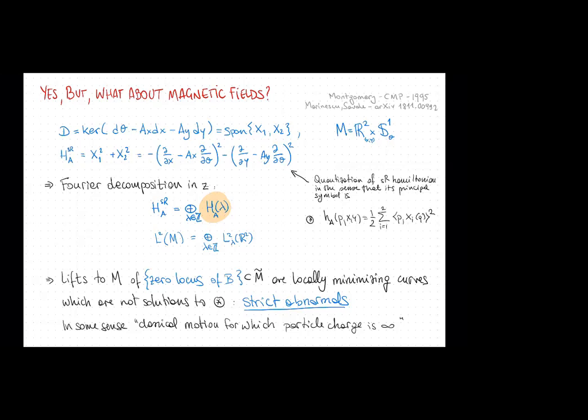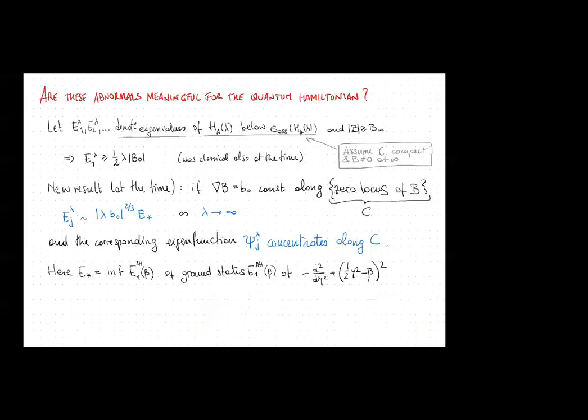And now, why are those abnormals interesting? Because the leading order, as lambda goes to infinity, so as the strength of the magnetic field grows, is actually controlled by those. You find that the eigenfunctions are concentrated along this curve, and you find that the eigenvalues are actually controlled by B0, which is the gradient of the magnetic field along the curve. So if this is constant, you have this form as the linear term. If this is not constant, then you can just say that this is of order lambda to the 2/3.